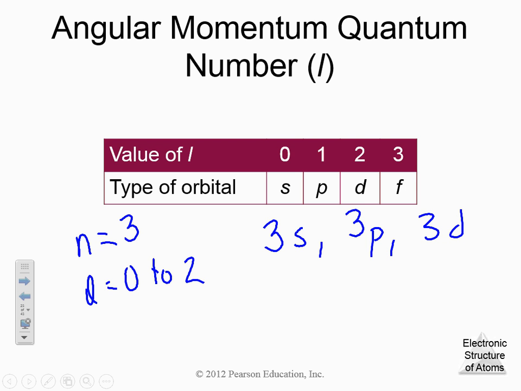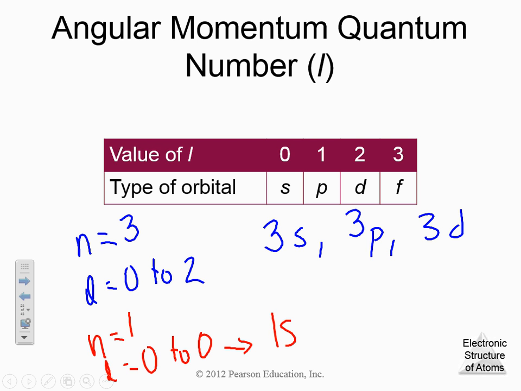Absolutely. If we change that and we say n is equal to 1, our first energy level, what's the only sublevel that we can have in our first energy level? S, right? Well, this goes and proves it. L is equal to 0 to n minus 1. Well, what's 1 minus 1? 0. What's the only angular momentum or sublevel that we can have at energy level 1?